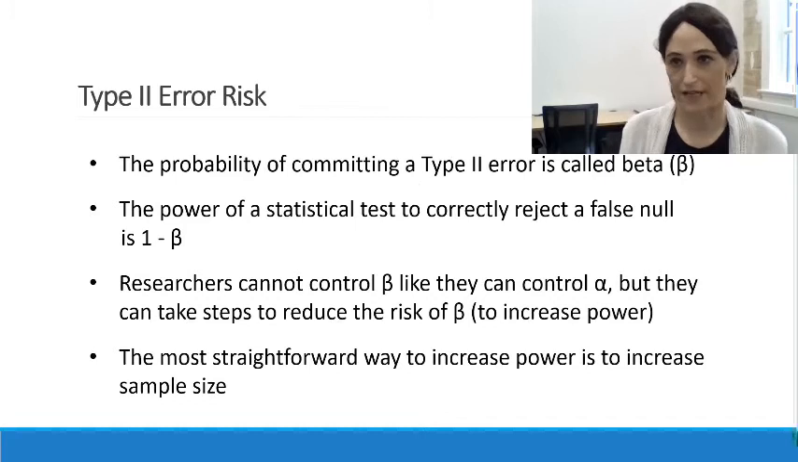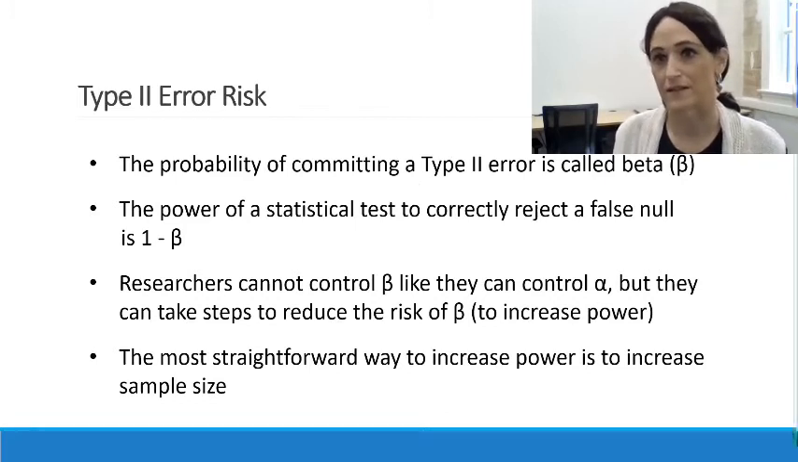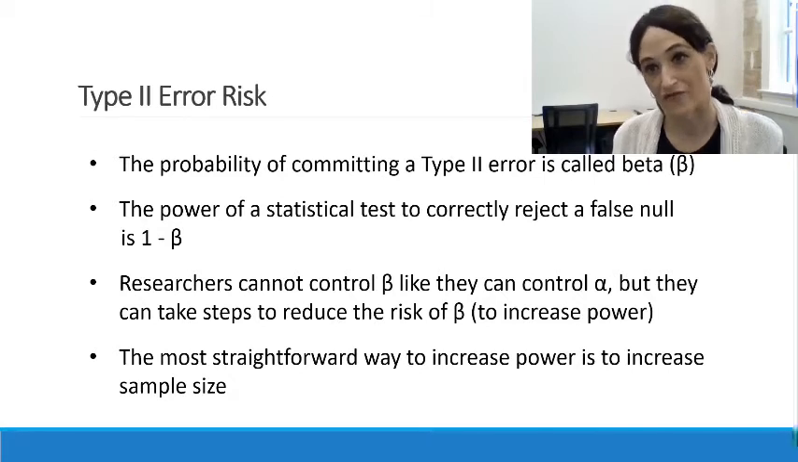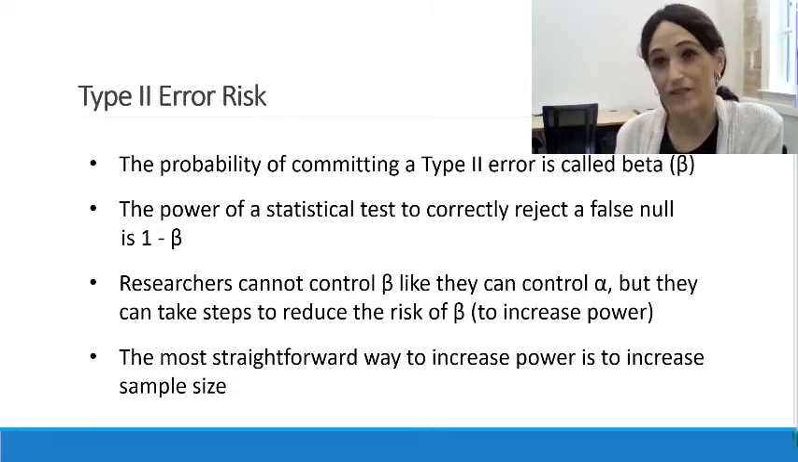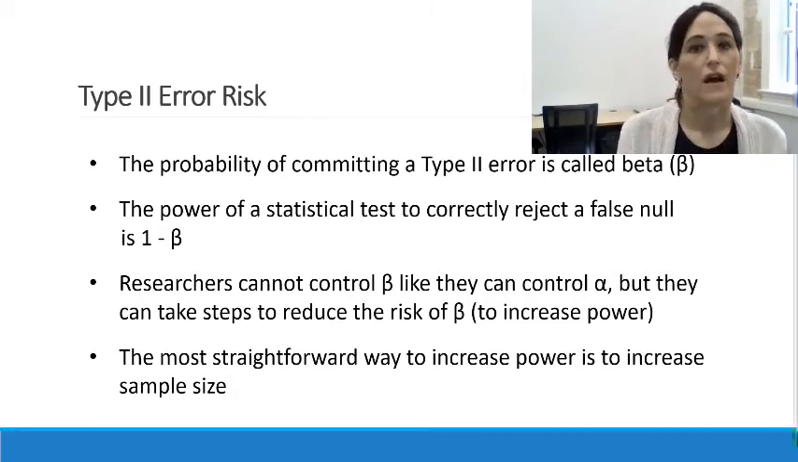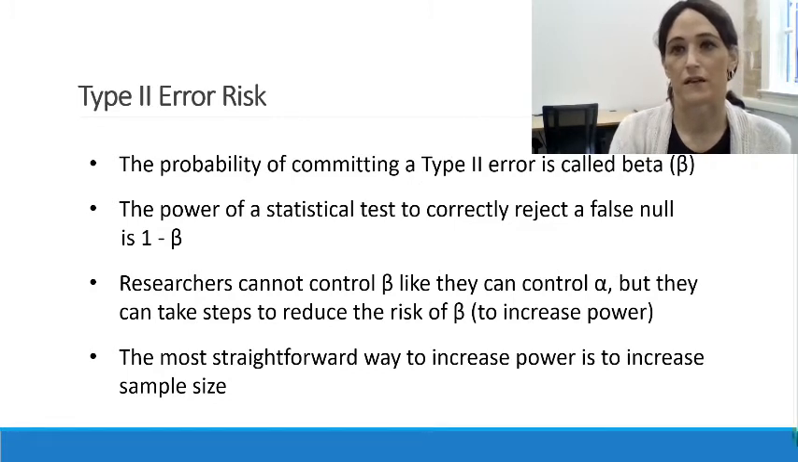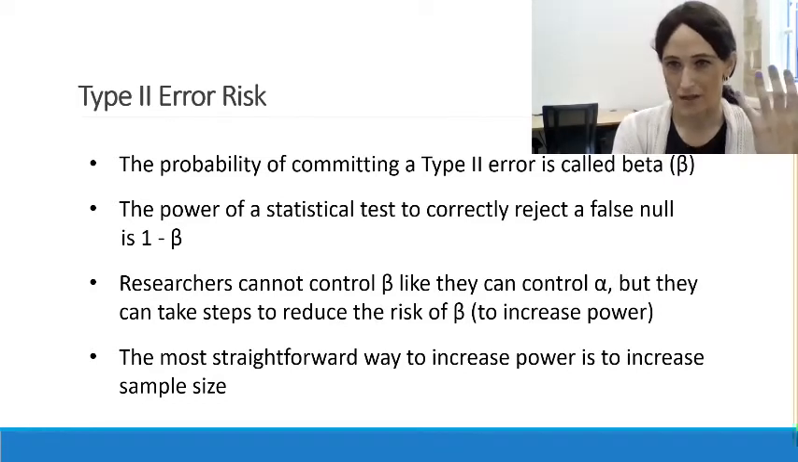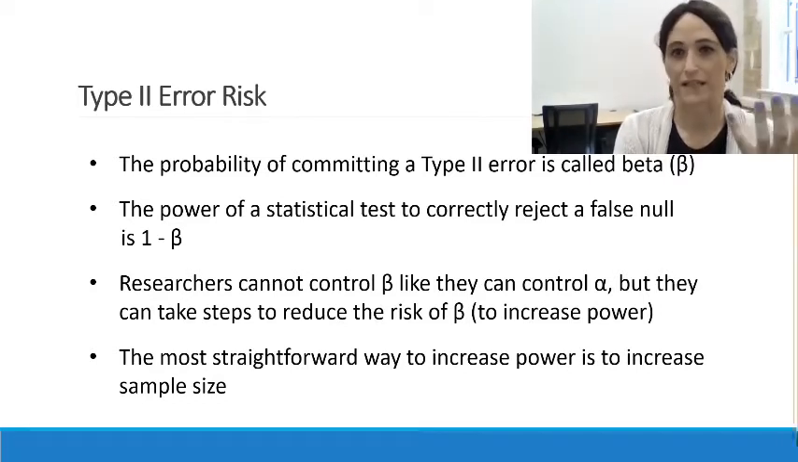Type 2 error risk is where we fail to reject the null hypothesis, and the null hypothesis is false, meaning there was a difference, but we didn't find out. This is usually designated beta, and the power of a test, meaning how much we are able to correctly reject the null hypothesis, we could say is 1 minus beta.